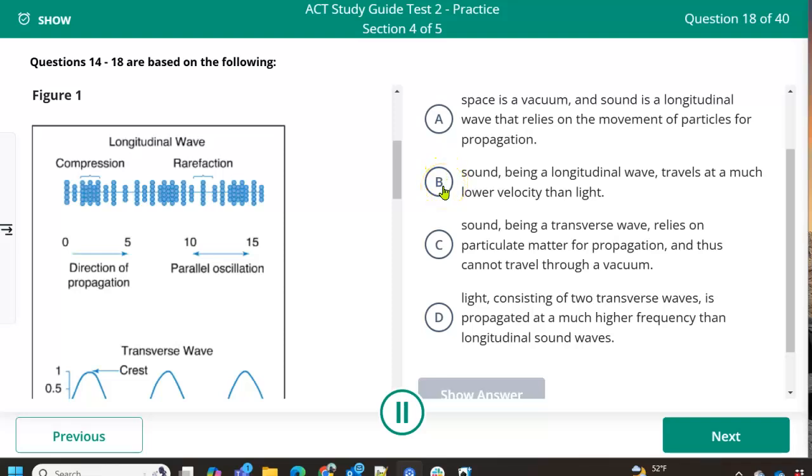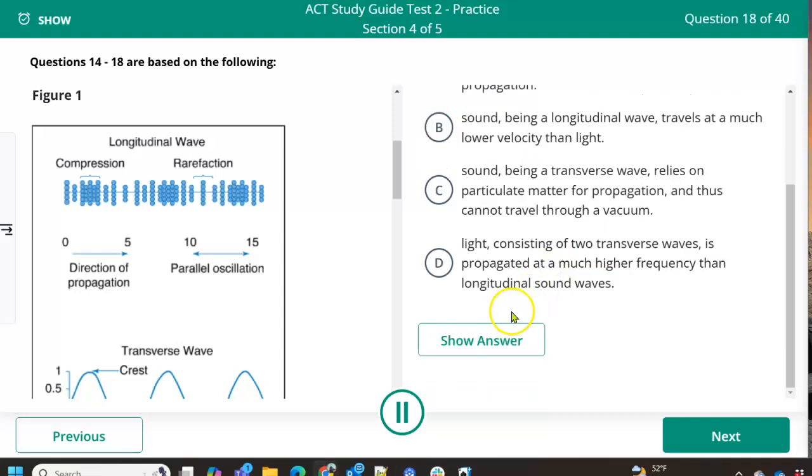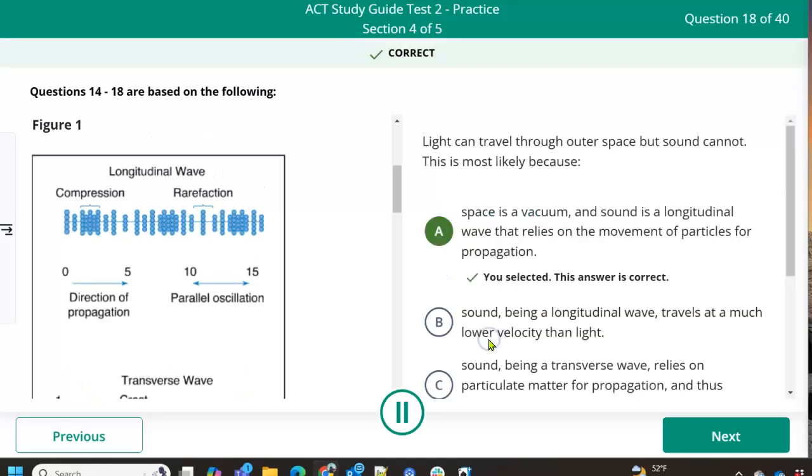Yeah, we're down to A and B. I don't know that longitudinal waves travel at a lower velocity than light, and I'm going to go with A. Right.